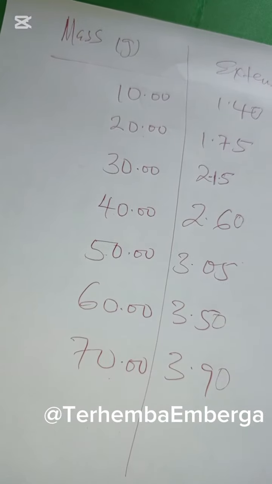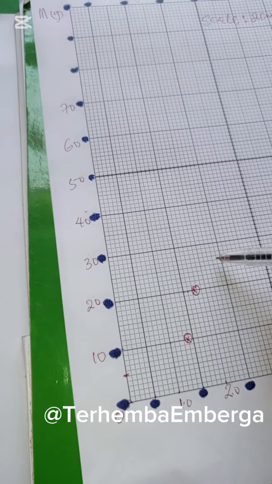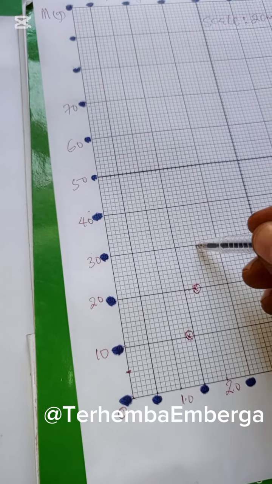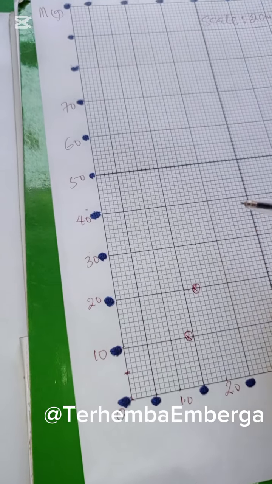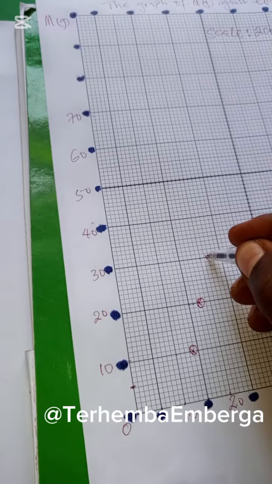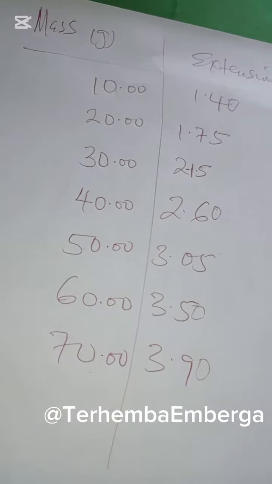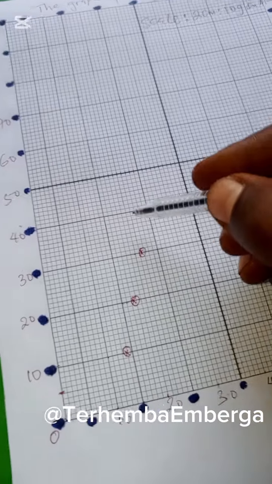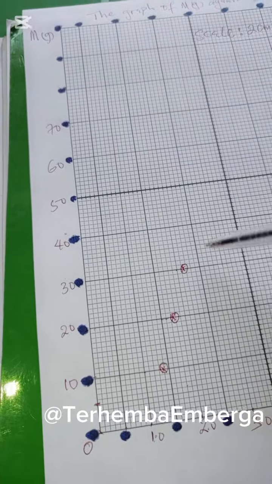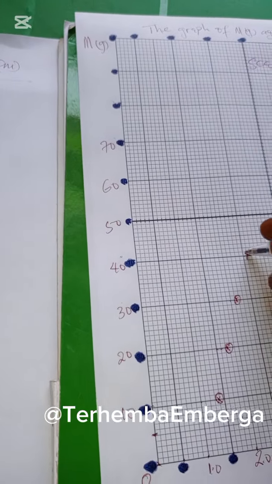Next is 30, 2.15. It's 30. And when you look at this, this is 2. This is 2.1. It's not up to 2.2. So it should be between 1 and 2. That is 2.15. The next one is 40. 40 is 2.60. This is 40. This is 2.5. And this is 2.6. So you carefully mark it there.